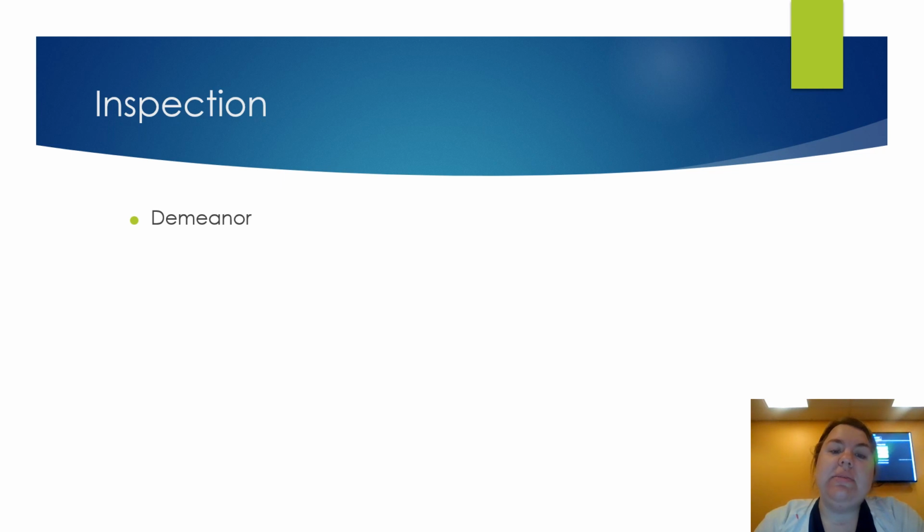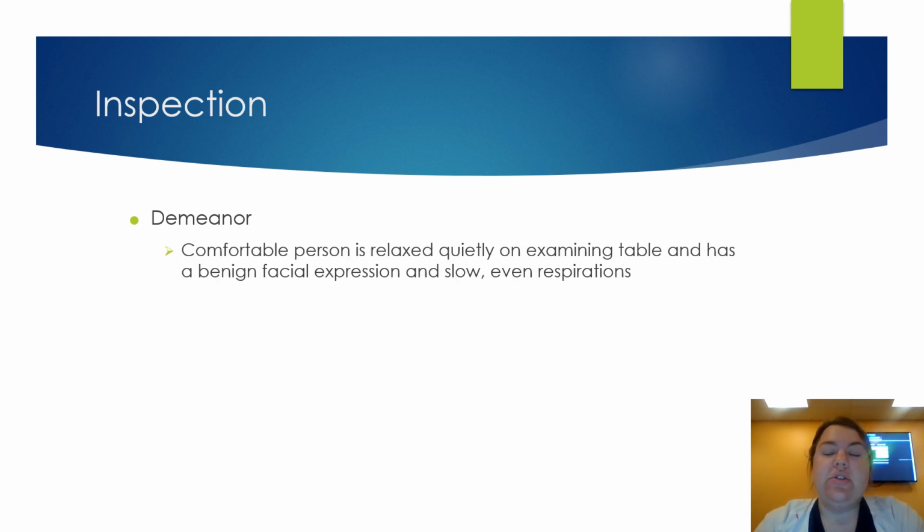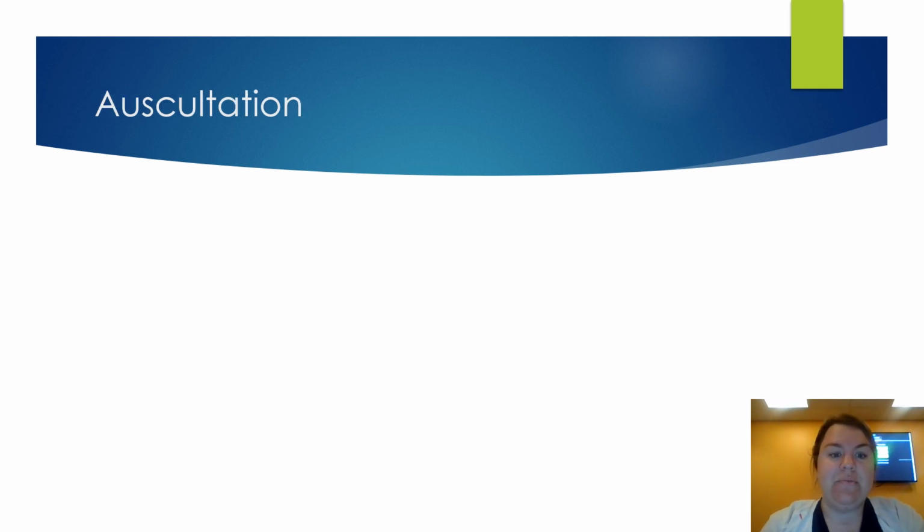Now also look at their demeanor. How is their demeanor when you walk in the room? Usually they should be comfortable, but if they're wincing or pacing or rocking back and forth, that could be an indicator of pain.